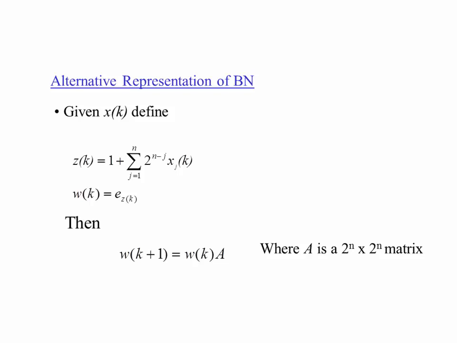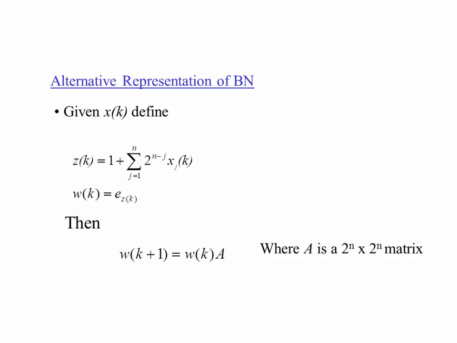So if you do that, then you're able to represent the behavior of this highly nonlinear system by this linear equation, w at k plus 1 is w at k times A, where w is a row vector which has one in one location, zeros everywhere else. And then matrix A is going to be a 2 to the power of n by 2 to the power of n matrix, which will have only one non-zero entry, of one, in each row and zeros everywhere else.